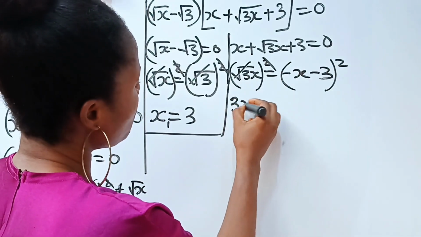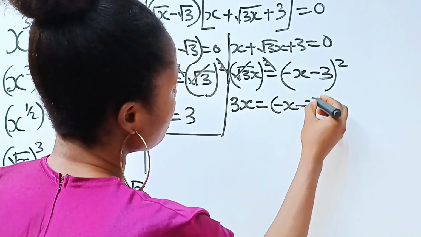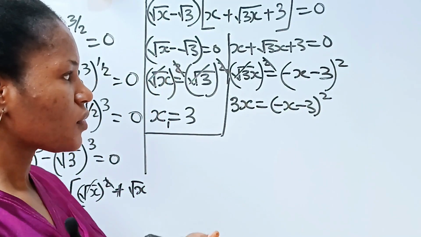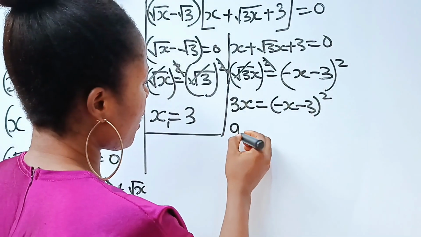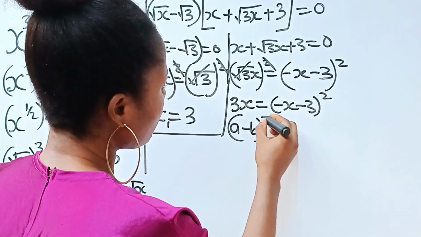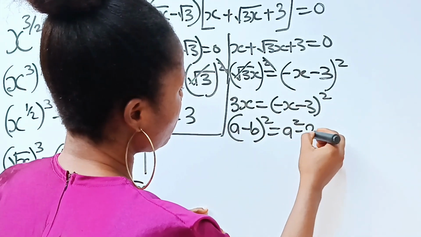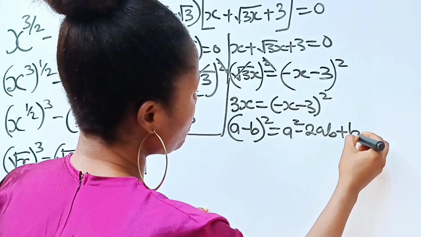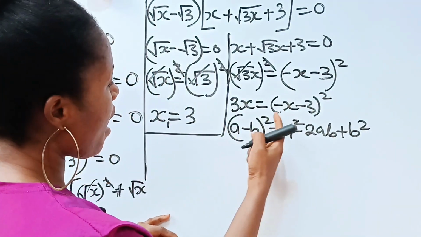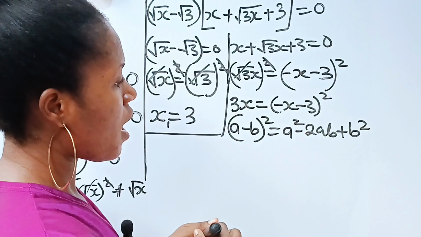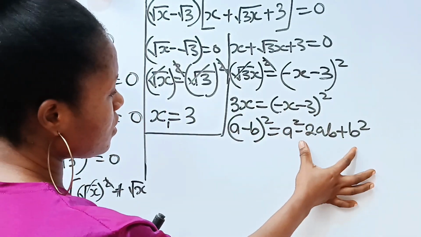So we are going to have that 3x is equal to minus x minus 3 squared. Now, we have another identity that states that a minus b squared is equal to a squared minus 2ab plus b squared. In this case, our a is minus x and our b is 3. So we are going to express this in this form.